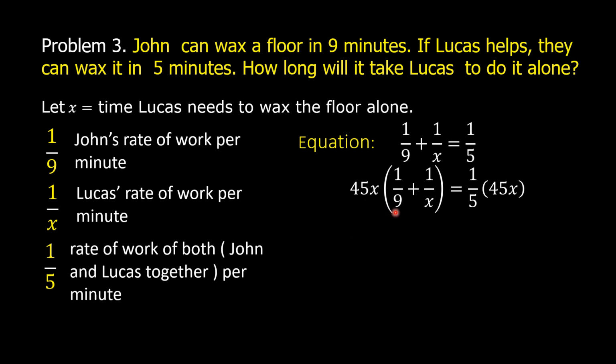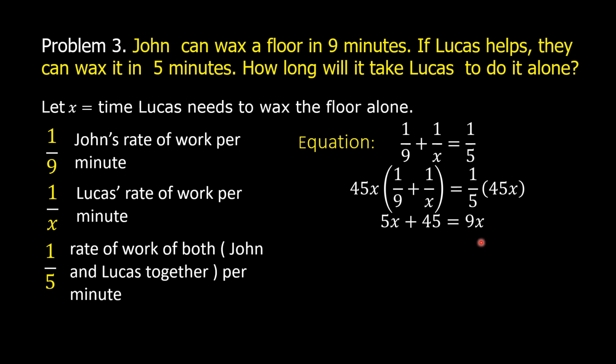45x divided by 9 is 5x times 1 is 5x. 45x divided by x is 45 times 1 is 45. 45x divided by 5 is 9x times 1 is 9x. So we have now 5x plus 45 is equal to 9x.